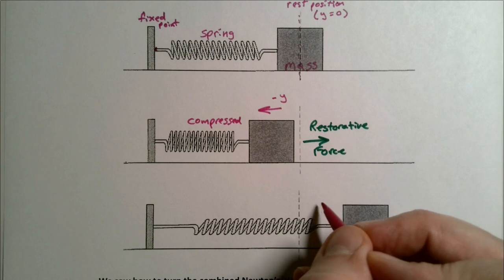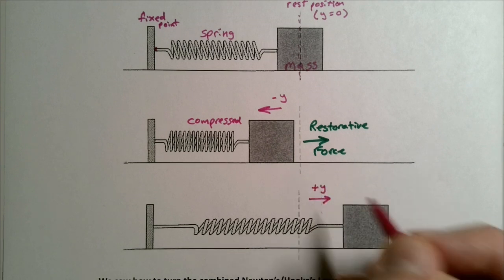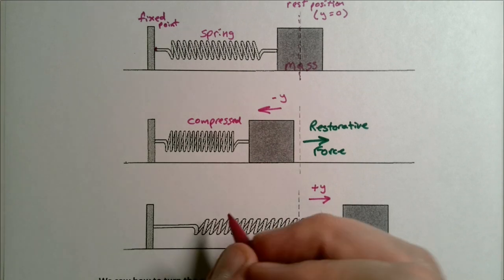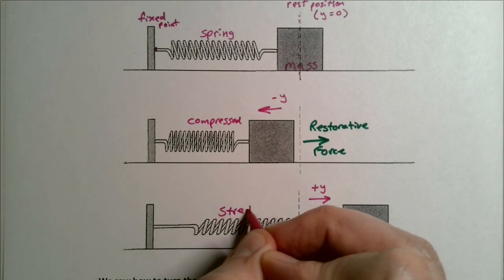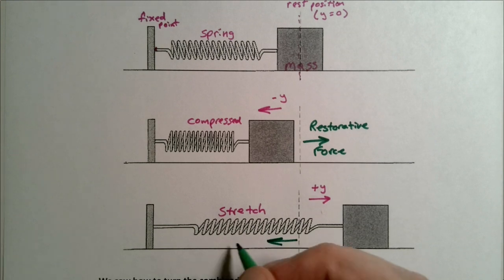But we can just as easily slide the mass in the opposite direction, which is the positive y direction. And that's what it means to stretch the spring. In this case, the restorative force is going to be the spring pulling backwards on it this way.